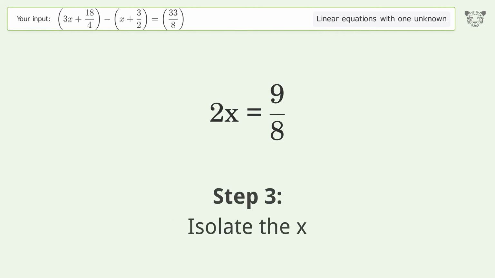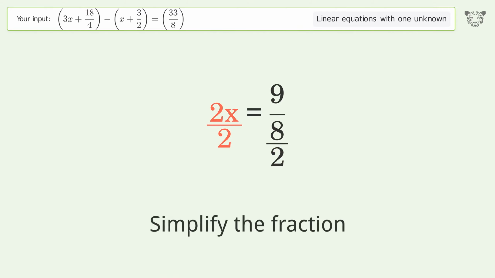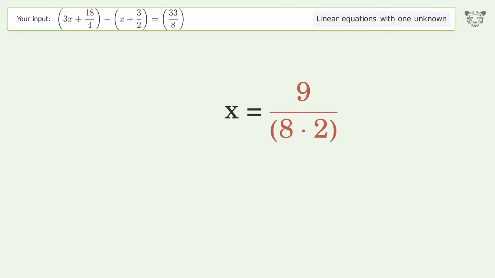Isolate the x. Divide both sides by 2. Simplify the fraction. Simplify the arithmetic. And so the final result is x equals 9 over 16.